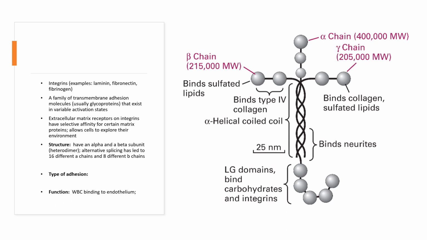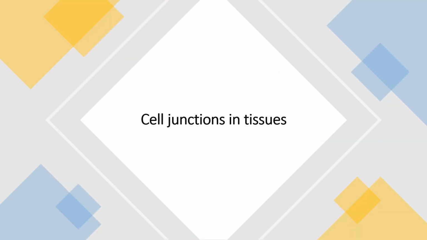An integrin molecule is composed of two non-covalently associated transmembrane glycoprotein subunits, which are known as the alpha and the beta. Further, because the same integrin molecule in different cell types can have different ligand binding specificities, it seems that additional cell type specific factors can interact with integrins to modulate their binding activity. Further, we'll move on towards the next part, which is the cell junctions in the tissues.